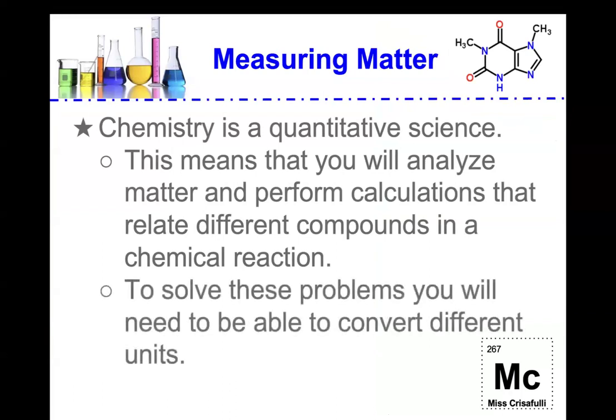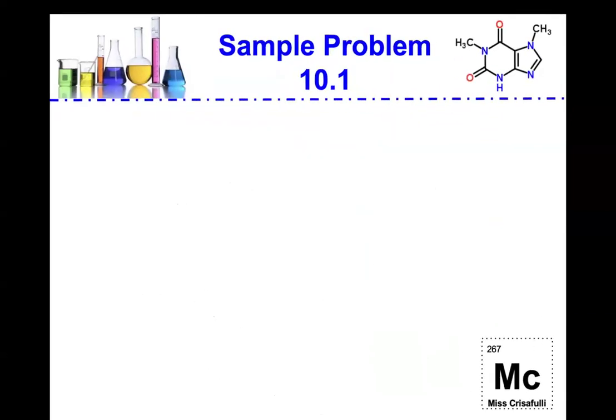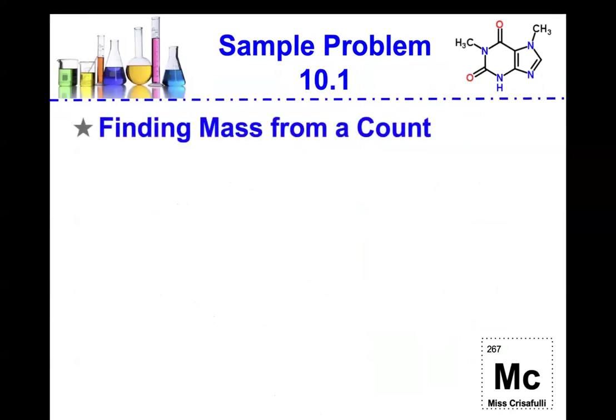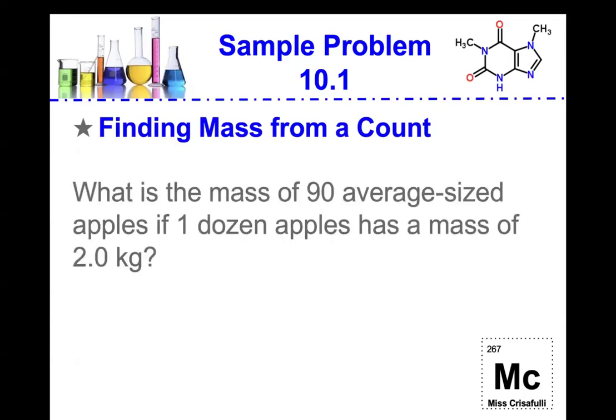To solve these problems, you will need to be able to convert different units. This is probably the trickiest part of chemistry that many students have problems with. So we're going to go from really simple and work our way slowly through this. First, finding a mass from a count.